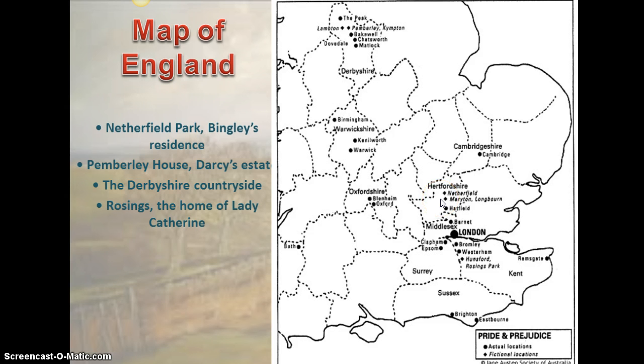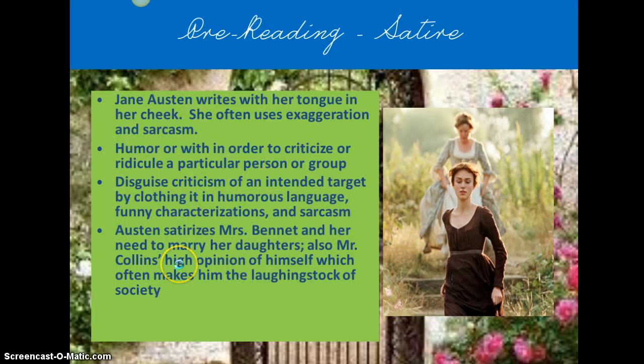We also will have down in Kent, Rosings that we'll visit, and then all the way up to Derbyshire, this is where Pemberley is. So you can see the distance there. And here's London at the hub there.